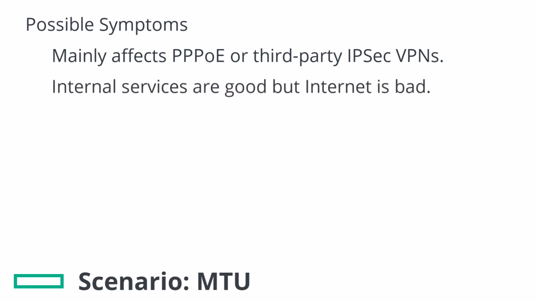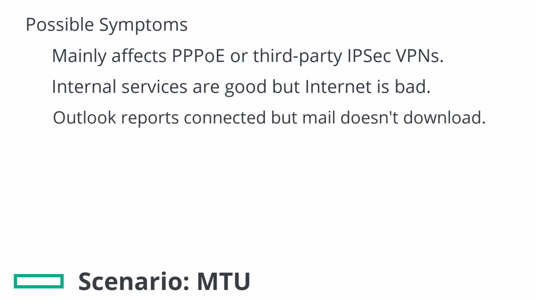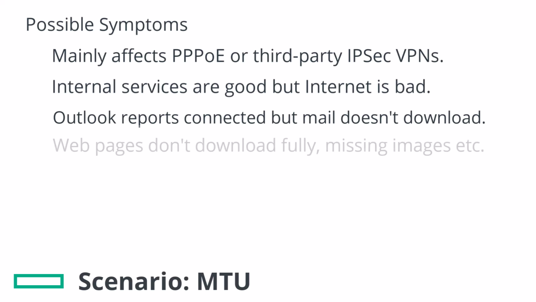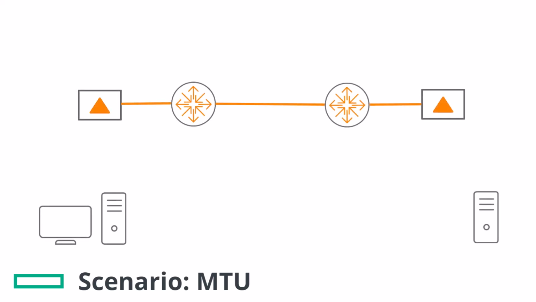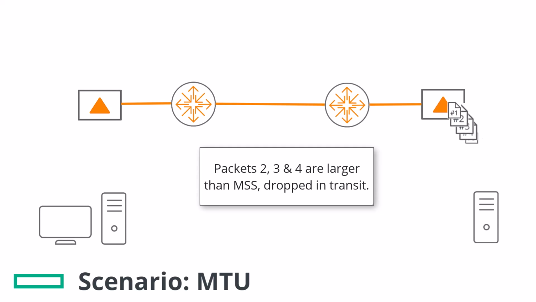Users may report symptoms such as their internal SD-WAN fabric services are working great, but internet access isn't. When you investigate, you might find things like Outlook reports it's connected to Exchange but doesn't download mail, or the internet browser reports connected but waiting for a response forever, or the browser might part load a page with images missing. What is happening here is large packets are being dropped due to an MTU mismatch.